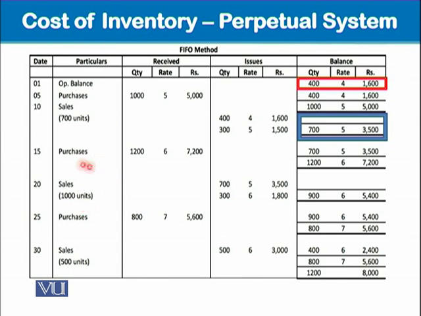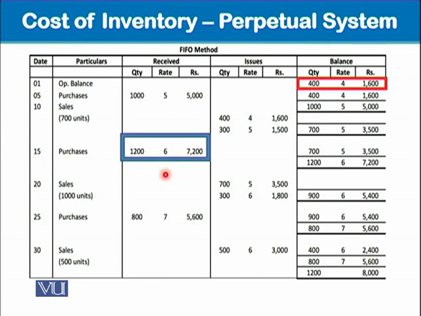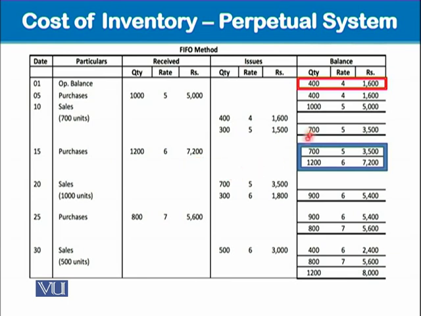Next, again on 15th of January, we are buying 1,200 units at the rate of 6 each. So the total amount comes to 7,200. How much is the balance with us? This 700 we have to bring down at that rate, and this 1,200 will be shown over here now. So altogether, this is the amount of balance with us in the frame.